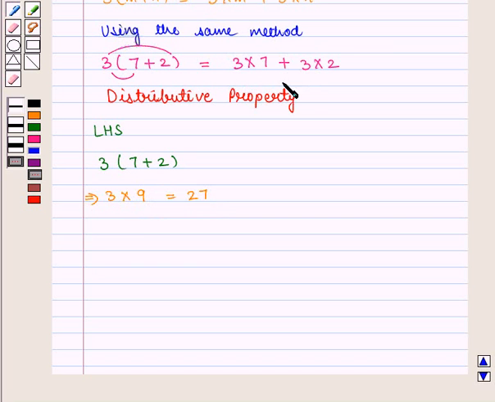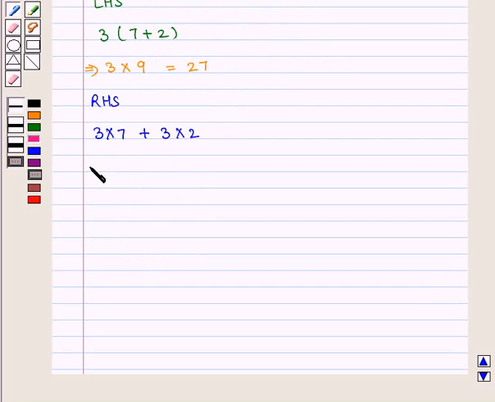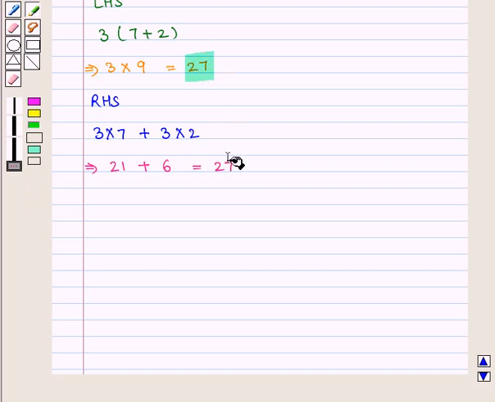And on the right hand side we have 3 into 7 plus 3 into 2. That is, 3 into 7 is 21, plus 3 into 2, that is 6. 21 plus 6 will be equal to 27, and hence we see that both the results are equal.